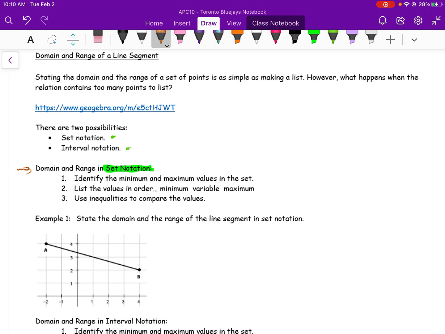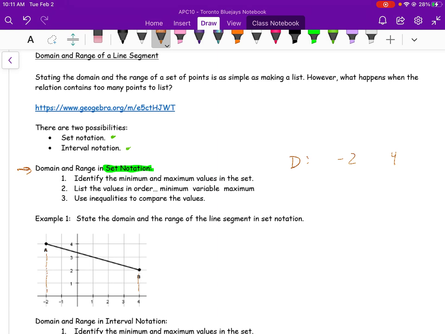What we need to do is identify the minimum and maximum values in the set. We're going to list the minimum, maximum, and put the variable in between, and then use inequalities to compare them. So allow me to give you an example for the domain. What are the possible x values? Well, the lowest x value we can have is -2. The highest value we can have is 4.